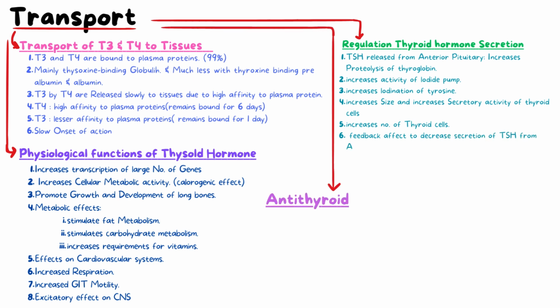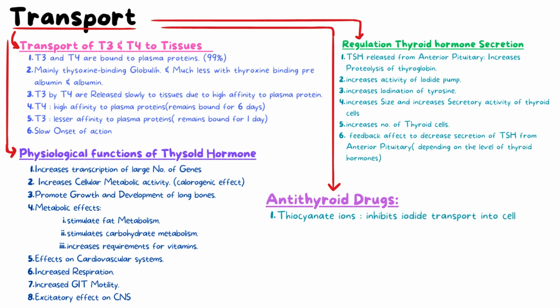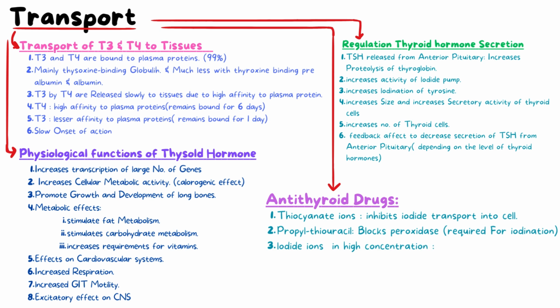Now let's talk about the anti-thyroid drugs. These include 3 drugs. Firstly, thiocyanate ions, which inhibit the iodide transport into the cell. Then propylthiouracil, which blocks peroxidase, which is required for iodination. Thirdly, iodide in high concentrations also decreases the iodination.